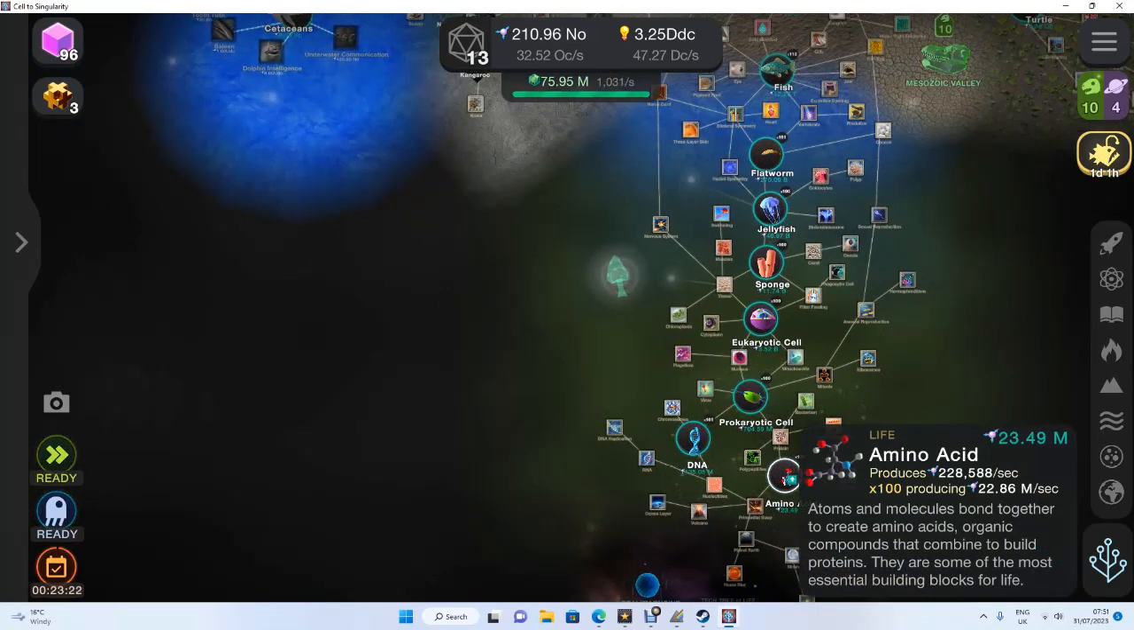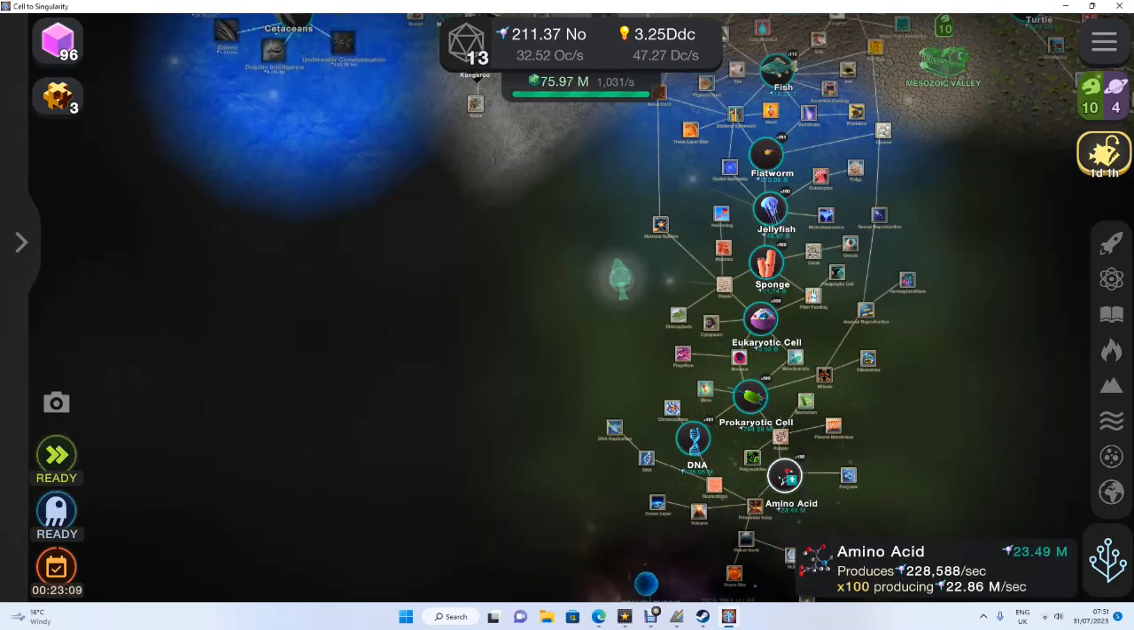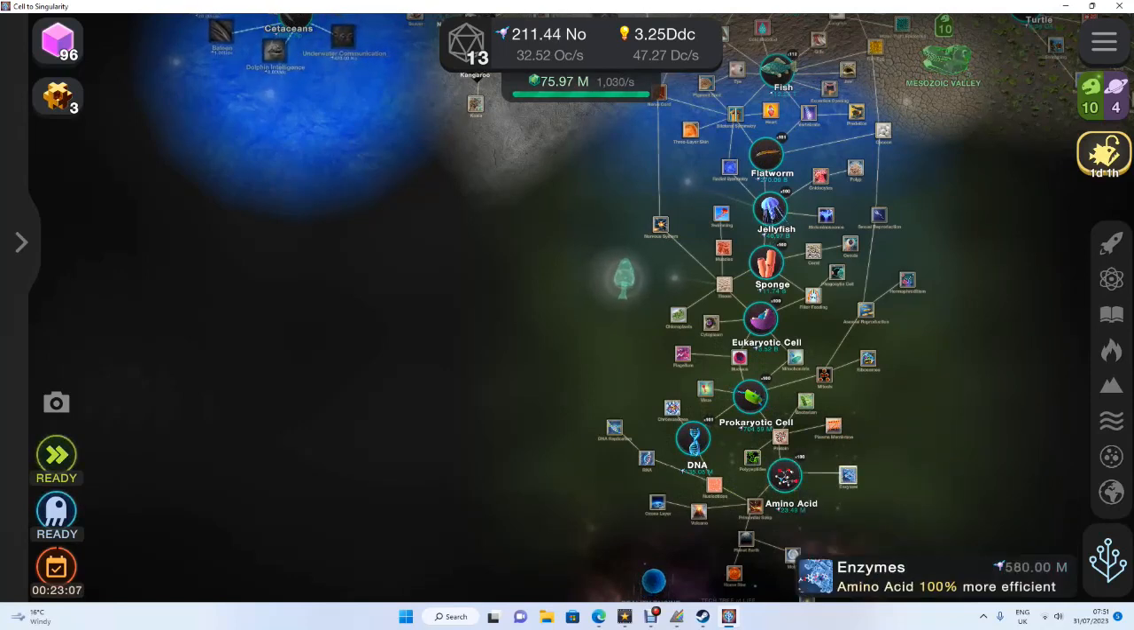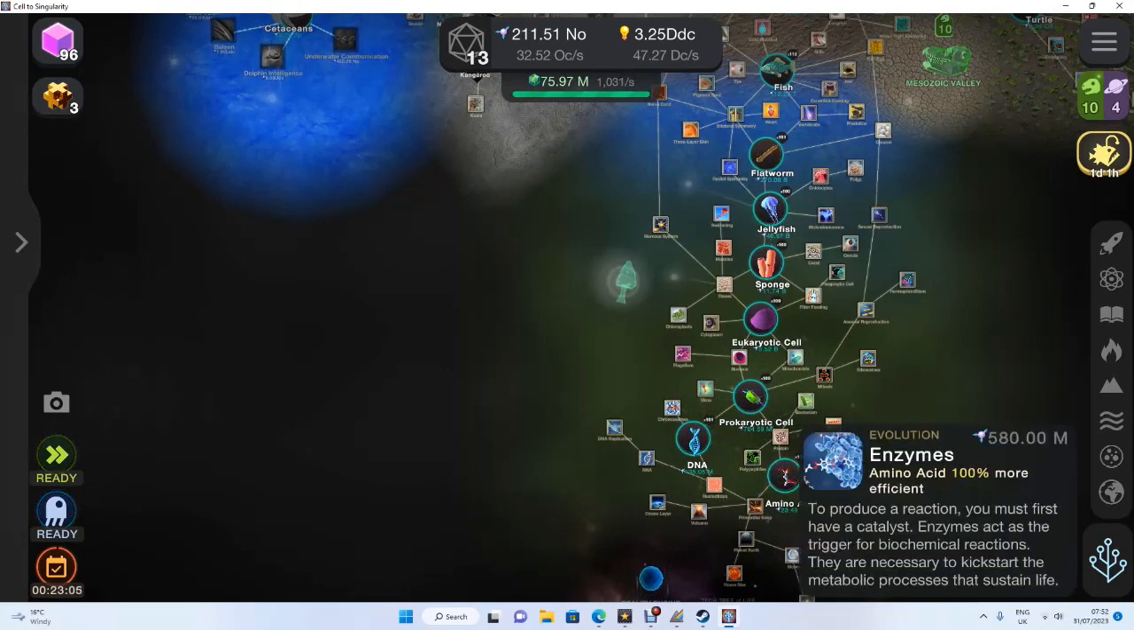Never mind, continue. Atoms and molecules bond together to create amino acids, organic compounds that combine to build proteins. They are some of the most essential building blocks for life. Cool. Just cool.